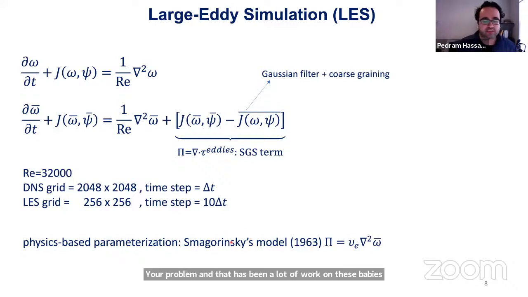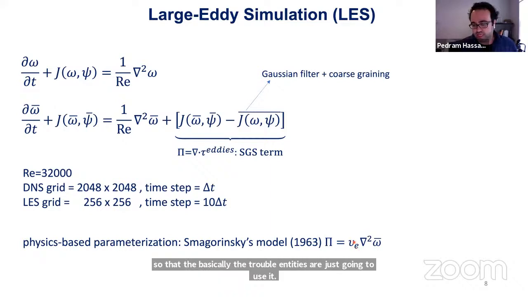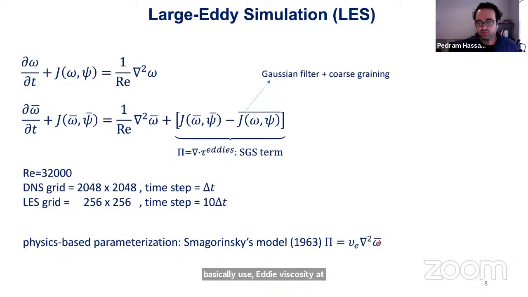Maybe one of the best known works, actually developed for weather forecasting, was by Smagorinsky, where you can, for example, assume that pi is just diffusive, so that basically the turbulent eddies are just going to do diffusion. So you can basically use eddy viscosity times the Laplacian of omega, and this is going to be the parameterization.